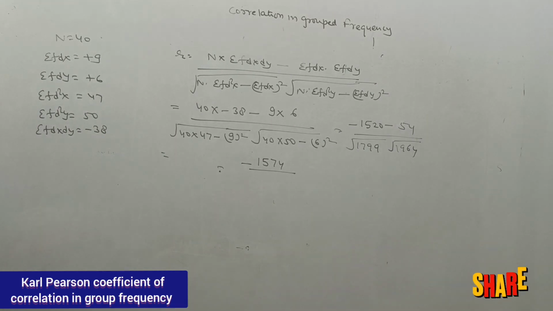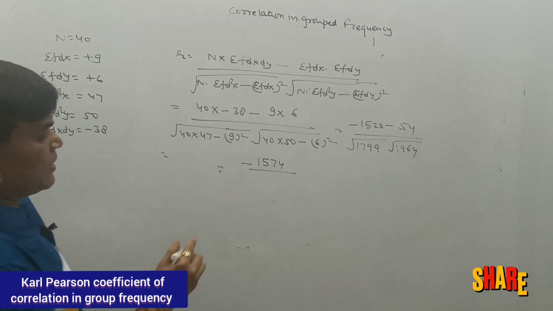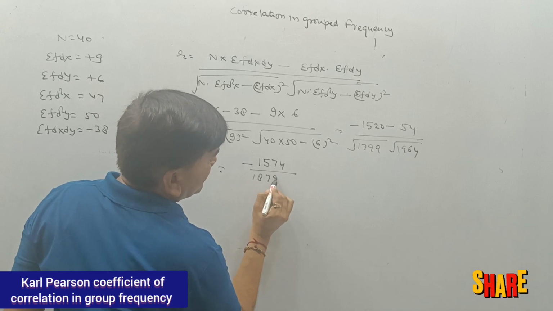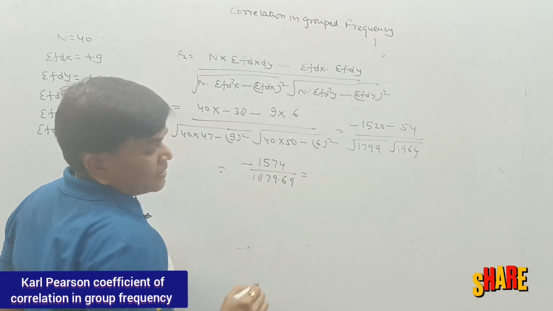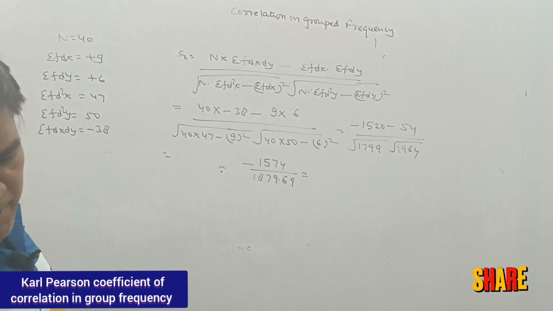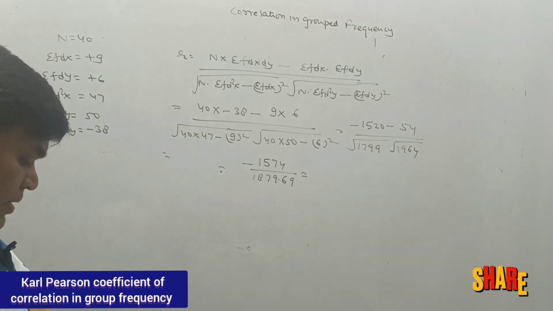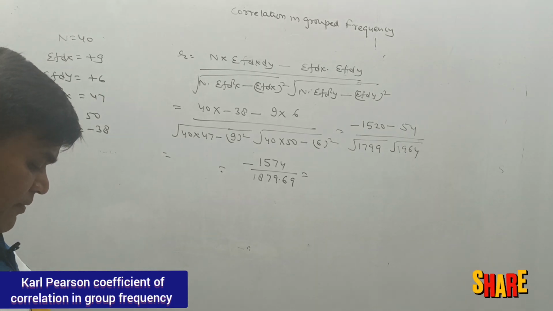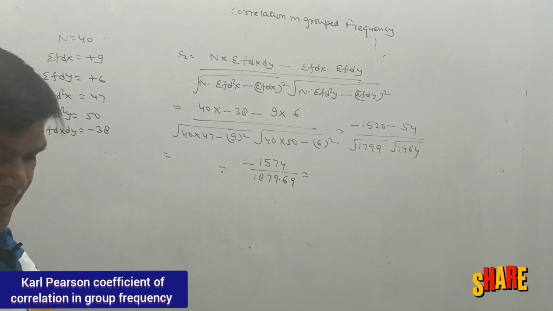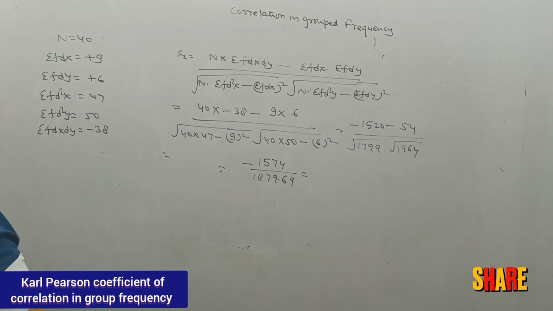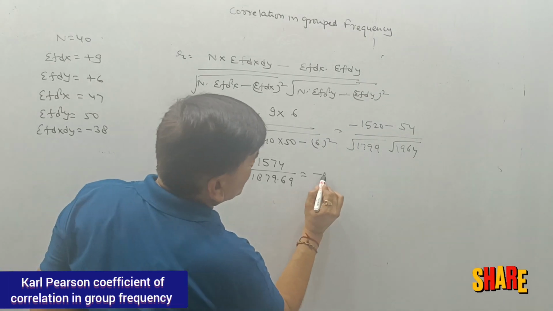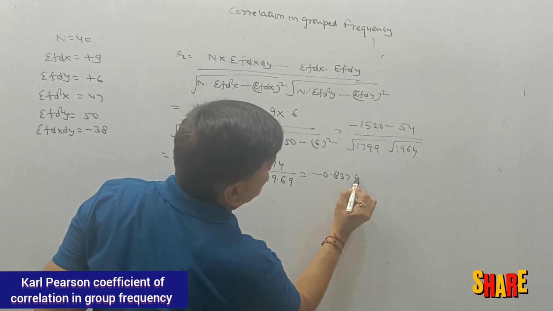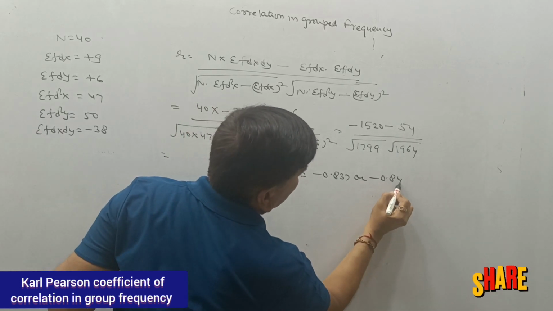1799 multiply 1964, equal to under root, that is 1879.69. So the upper value is 1574 divided by this, so the result is minus 0.837, or minus 0.84. Your answer is correct.